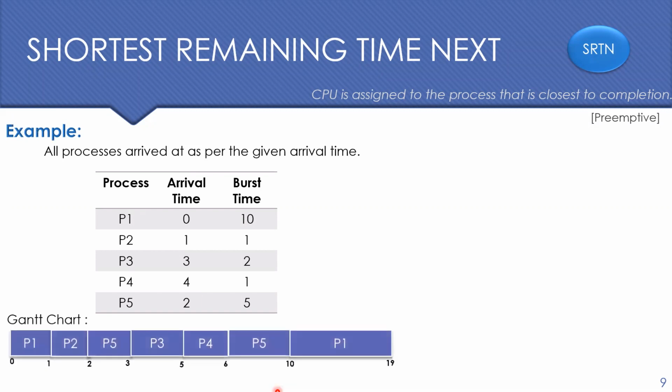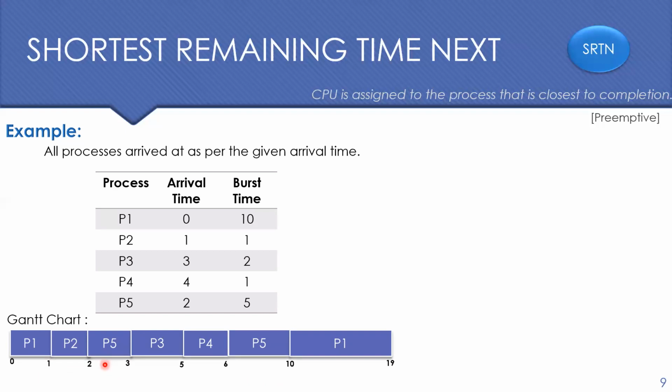We know that process P1 has arrived first at 0 milliseconds, so it will start its execution first. But process P2 arrived at 1 millisecond, so it will start its execution, interrupting the execution of P1. Next, P5 will arrive at the time 2 milliseconds.